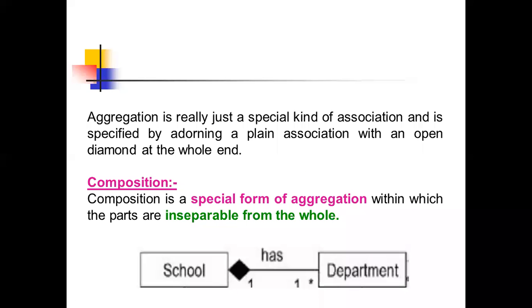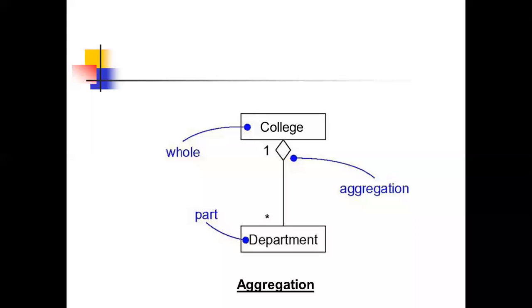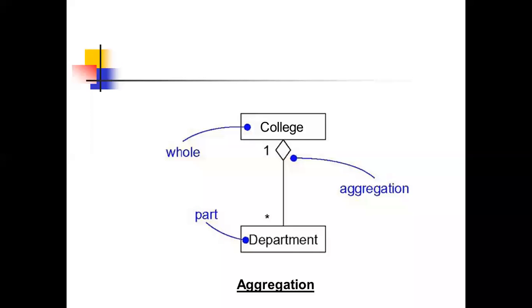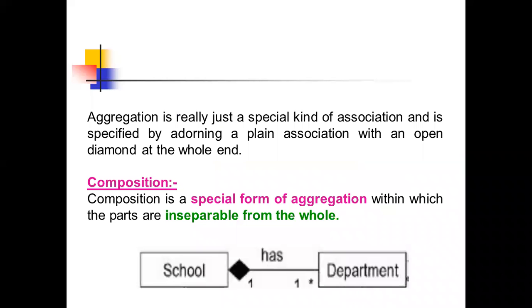Aggregation is really just a special kind of association, and it is specified by adorning a plain association with an open diamond at the whole end. Like this, an open diamond at the whole end. There are two major properties of aggregation, transitivity and antisymmetry, which we will see. Next one is composition. What is the difference between aggregation and composition? See carefully: this is aggregation, and now we are going to see composition.